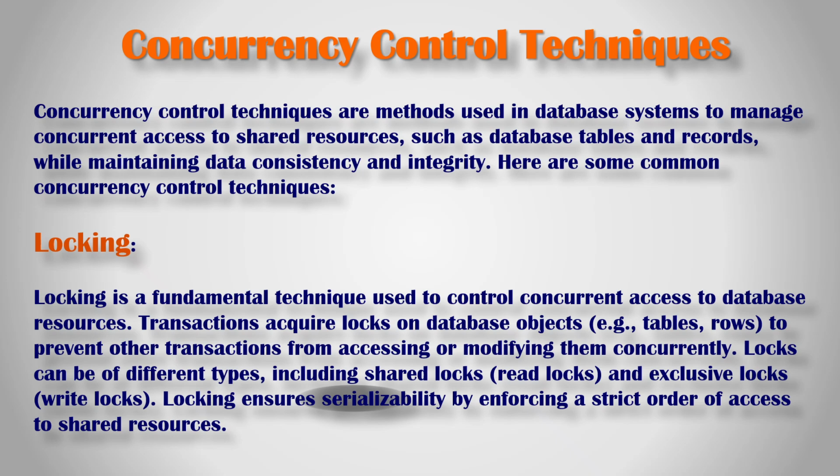Locking. Locking is a fundamental technique used to control concurrent access to database resources. Transactions acquire locks on database objects, for example tables and rows, to prevent other transactions from accessing or modifying them concurrently. Locks can be of different types, including shared locks (read locks) and exclusive locks (write locks). Locking ensures serializability by enforcing a strict order of access to shared resources.